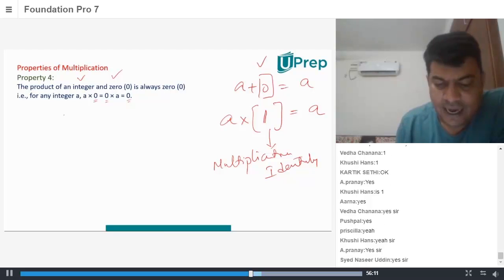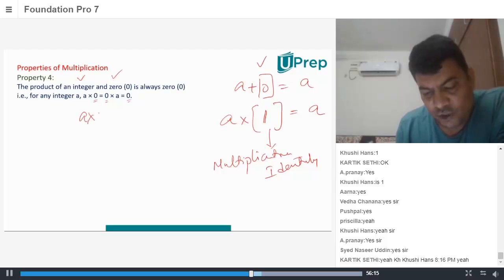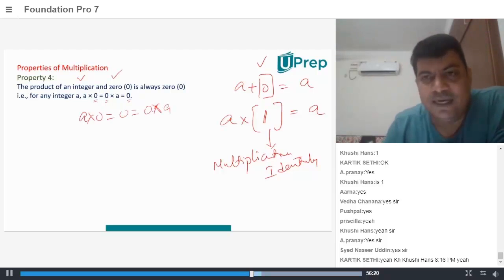Okay, so here we are just learning this property. What we are learning is a multiplied with 0 will give you 0 only. a multiplied with 0 will give you 0. Even if 0 is multiplied with a, 0 multiplied with anything, you're getting 0.